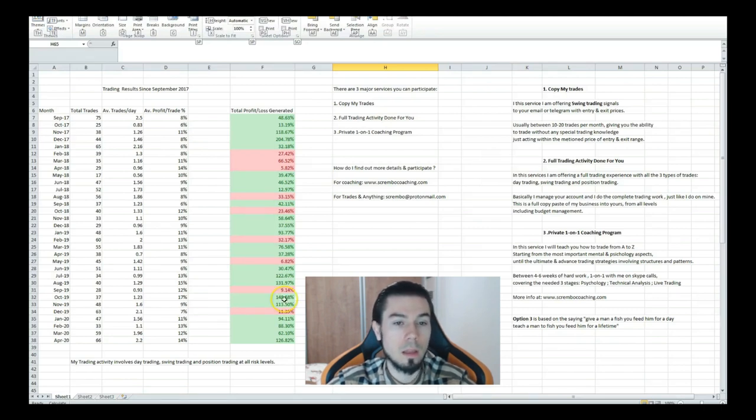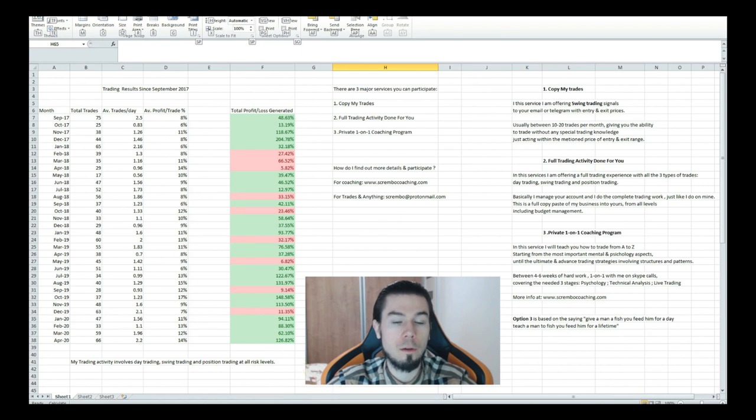Now, right here on the left side, we've got all those results that are pointed down since September 2017. You can take a look at the representation per month, total trades, average trades per day, average profit per trade percentage, and then the total profit and loss generated for that month. Overall, we were able to make huge profits.